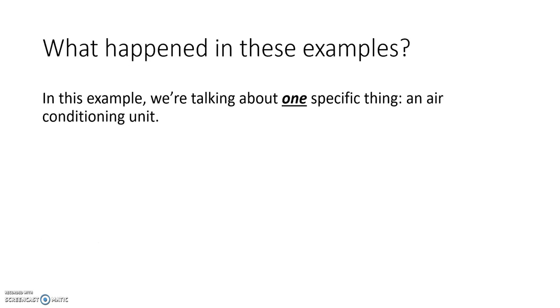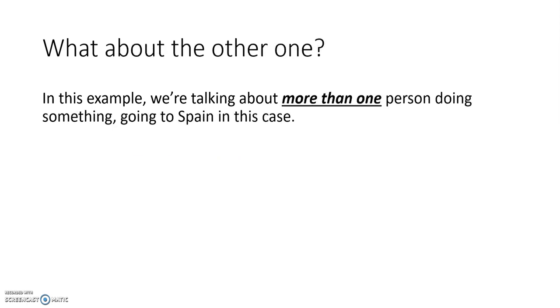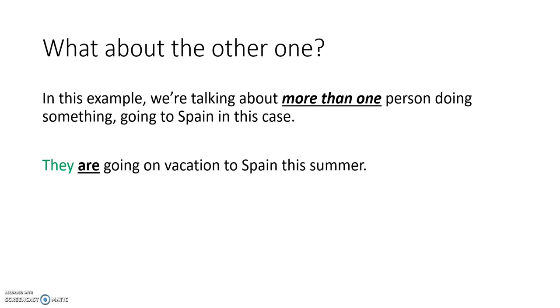In the first example, we're talking about one specific thing, an air conditioning unit. We can see how is connects to the amount of air conditioning in the classroom. We can't say air conditionings or air conditions. It's simply air conditioning or air condition. We can see at the same time in the next example how we're talking about more than one person doing something. And in this case, that's going to Spain on vacation. We can see how are connects to the amount of people going on vacation to Spain this summer. So whether a word is singular or plural helps you remember whether to use is or are.